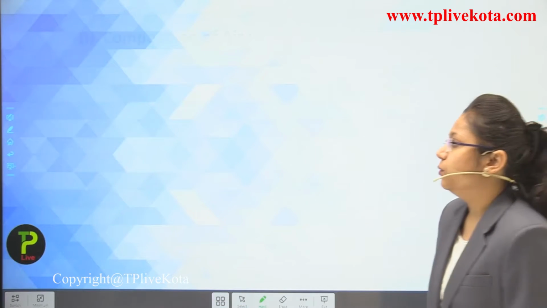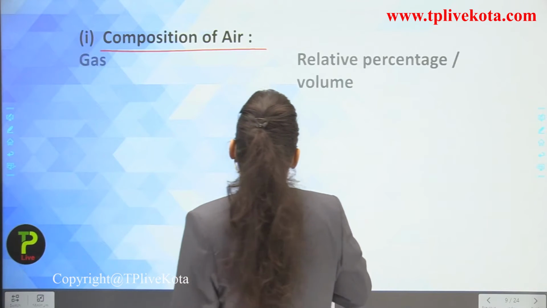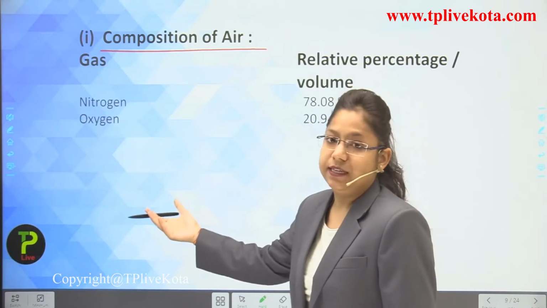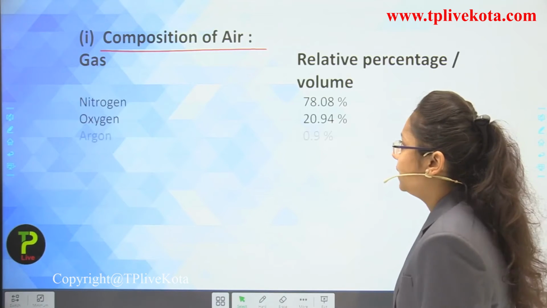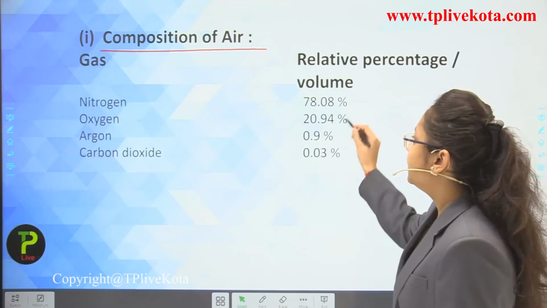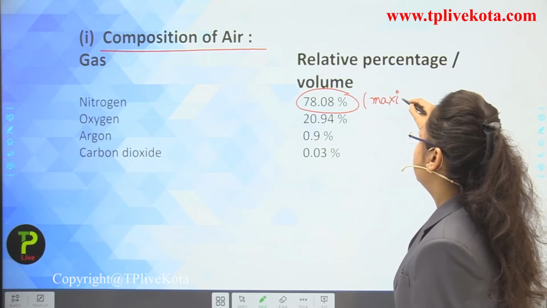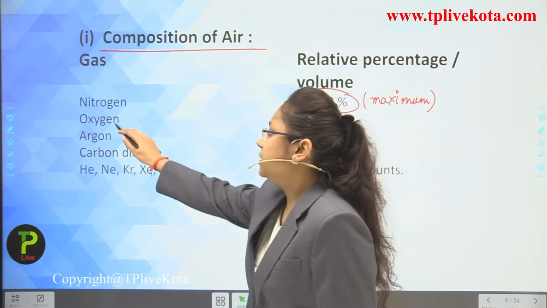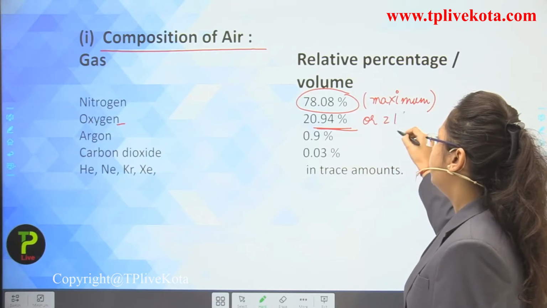Okay. Now next, composition of air. So let's see the composition of air, students. First we are going to see the gases which are written on the left hand side, and then we are going to see the relative percentage or the volume in which they are present inside the atmosphere. Okay, so the first one is nitrogen. Nitrogen is present at 78%. So we can say the maximum amount of gas present in our atmosphere is nitrogen. Now next, oxygen, which is present at only 20%, or we can say 21%.